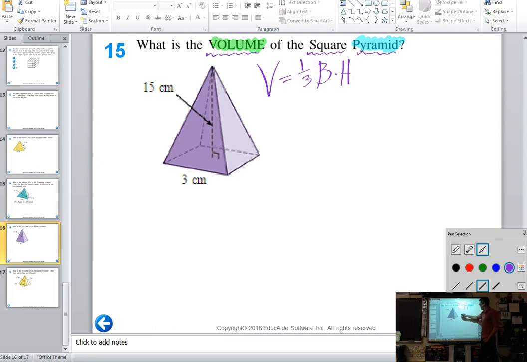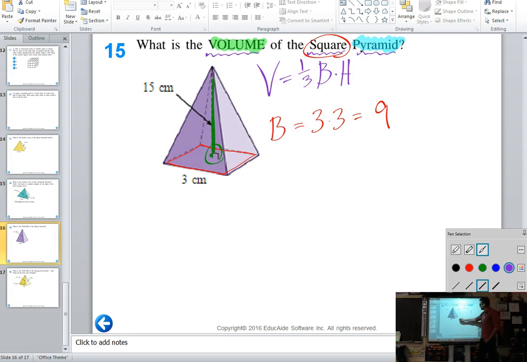So I need to figure out my big B. So let's first start by determining what's our base. Well, it's told to us it's the square. So this square right here is our base. It's got dimensions of 3 by 3, so that becomes 9. We then look at the height. The height has to be perpendicular to the base. So we see our right angle symbol right down here. Tells me that the height is 15.